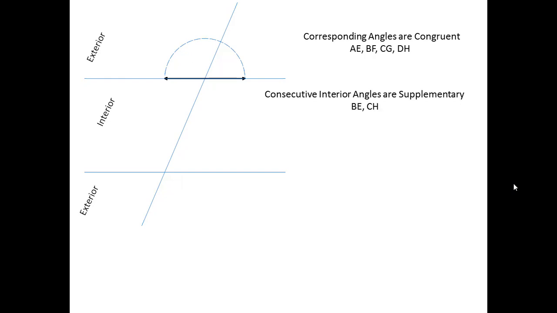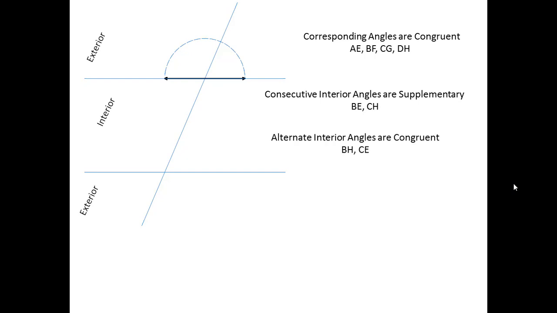Next, we start working on the relationships of the angles in the interior region. And the first set that we have are consecutive interior angles. First one is B and E. Using B and E as an example, if you walked along the transect line, you'd first encounter angle B, and then you'd encounter angle E, hence the name consecutive. The consecutive interior angles are supplementary. Another pair on the other side of the transect are C and H. They're also supplementary, meaning they add to 180 degrees.